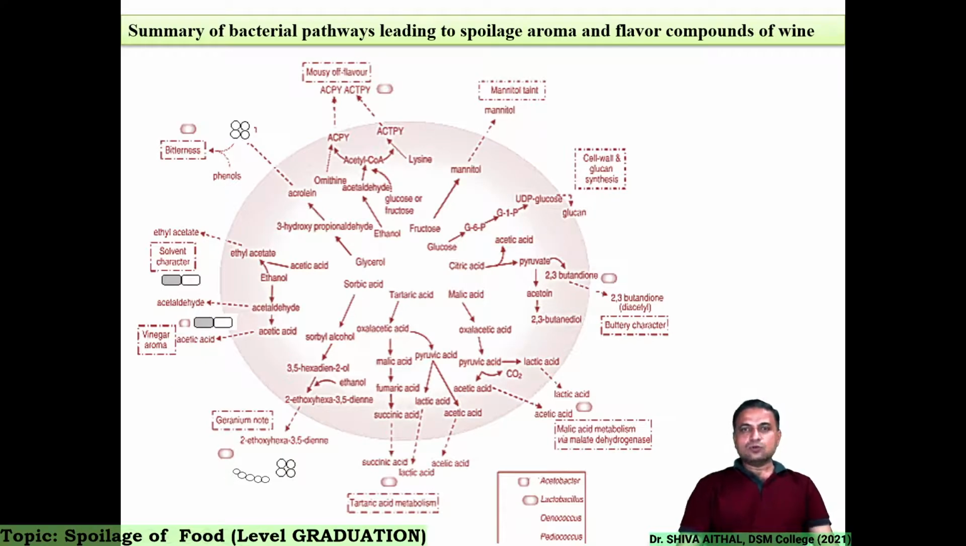Again, I would like you to pause here, see this slide in a high quality mode, change the video quality here in YouTube, make it high quality 720 or 1080 HD mode. You can have this. Pause it here. You can see all the pathways of spoilage leading to the spoilage of wine.